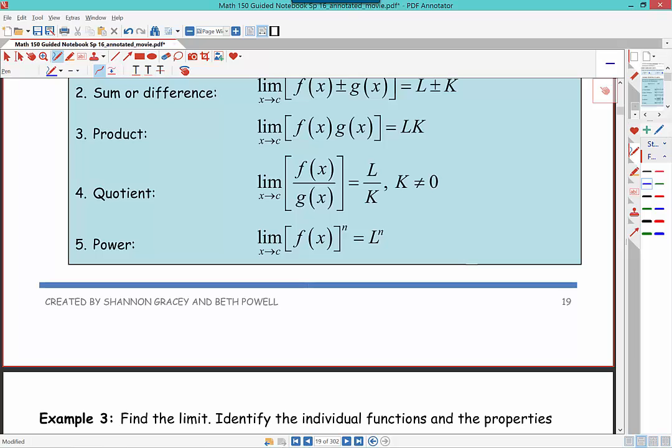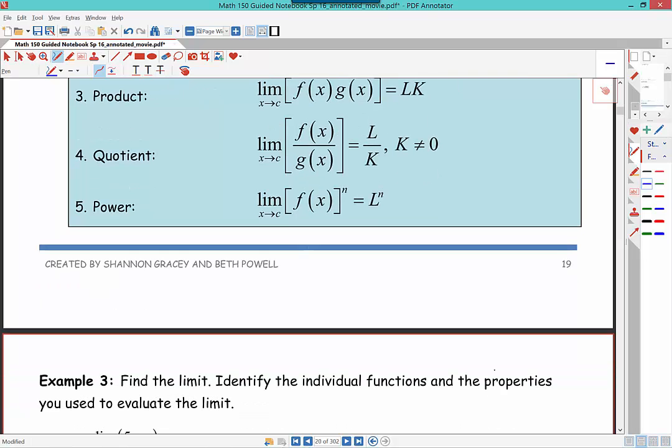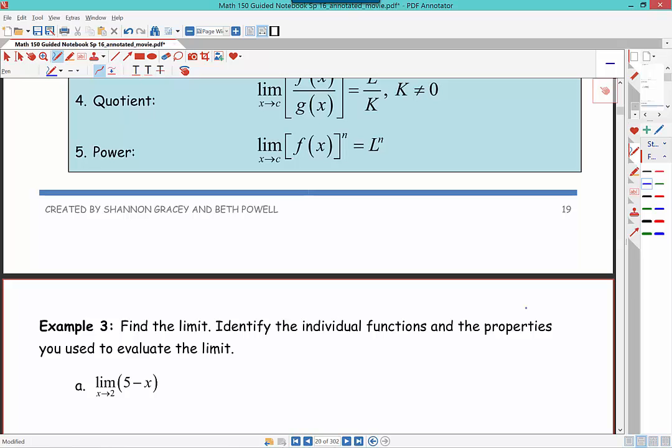Continuing, the limit of a product is the product of the limits. The limit of a quotient is the quotient of the limits, as long as the limit of the expression in the denominator does not equal 0. And then the power rule for limits is if you have a function of x raised to a power and you're taking that limit, then it's that limit raised to the power.